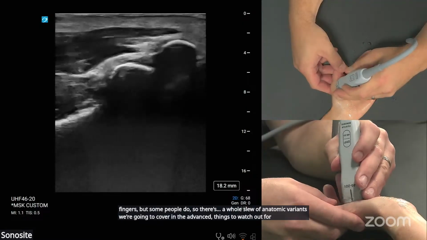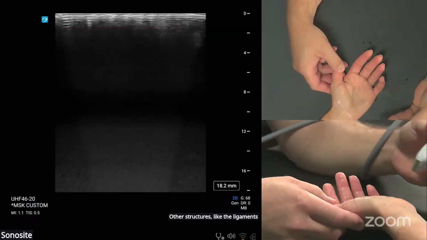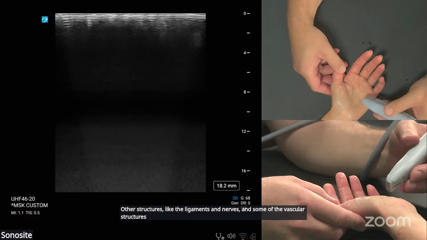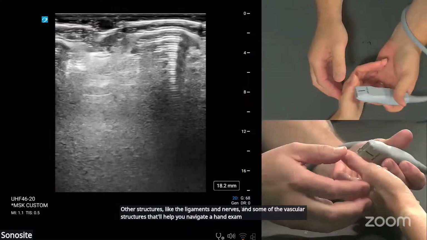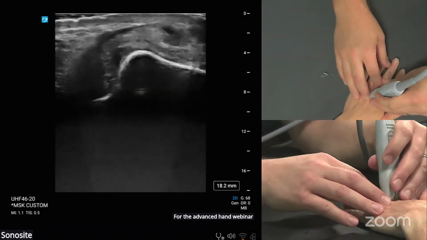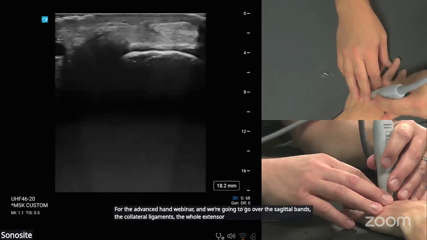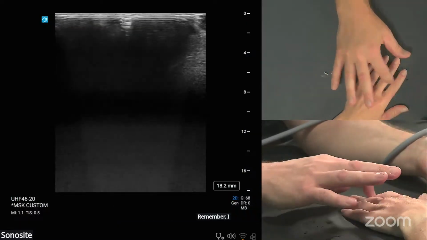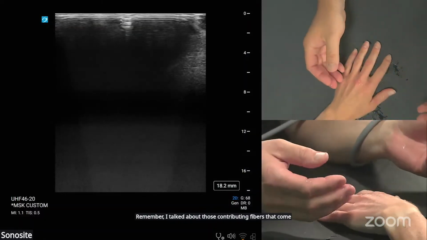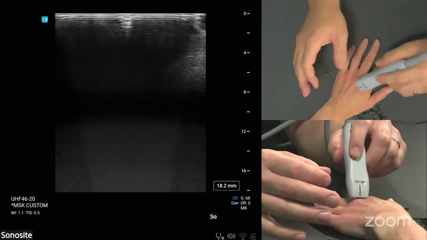little landmines. And then we're going to cover other structures like the ligaments and nerves and some of the vascular structures that'll help you navigate a hand exam. Then we're also going to go back to the dorsal hand for the advanced hand webinar, and we're going to go over the sagittal bands, the collateral ligaments, the whole extensor hood mechanism. Remember, I talked about those contributing fibers that come off the lumbricals. We're gonna scan some of those down to their terminations. So very excited for that.